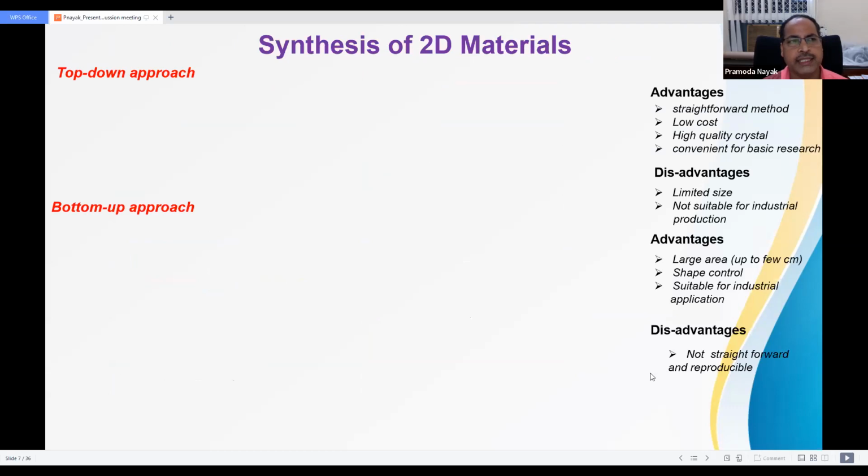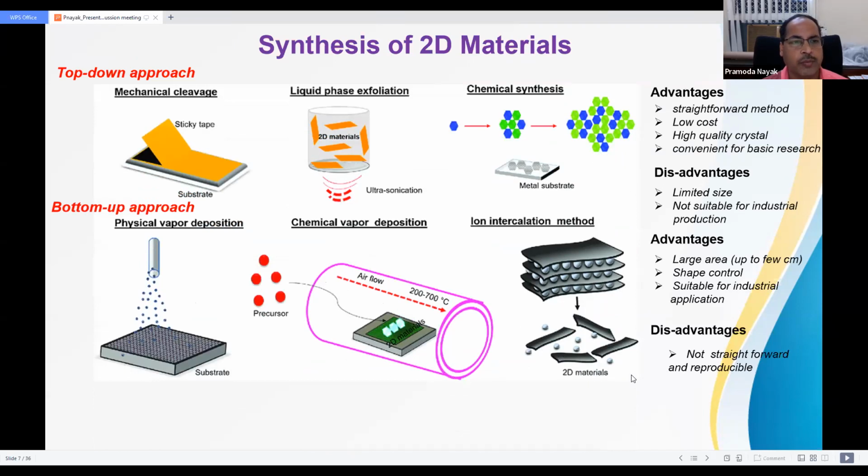When you prepare this material, there are two approaches. One is called the top-down approach, another is called the bottom-up approach. In the top-down approach, you take a single crystal, then you take sticky tape and peel layer by layer, and we can end up with a monolayer. If the bond between the two layers is very strong, we cannot pick up layers using mechanical exfoliation. Then you can use liquid phase exfoliation, or chemical synthesis. But here the advantage is you can get a very good crystal, while the disadvantage is the size is very limited. You can get only a few micrometers, which is not suitable for industrial production.